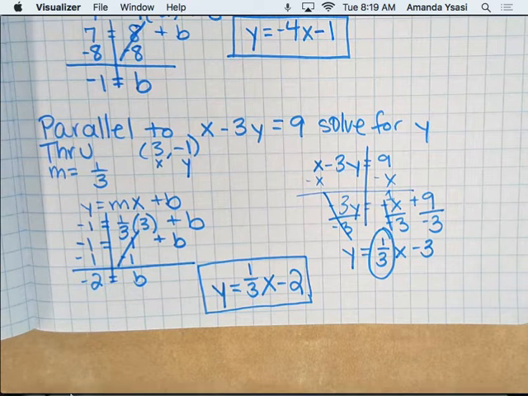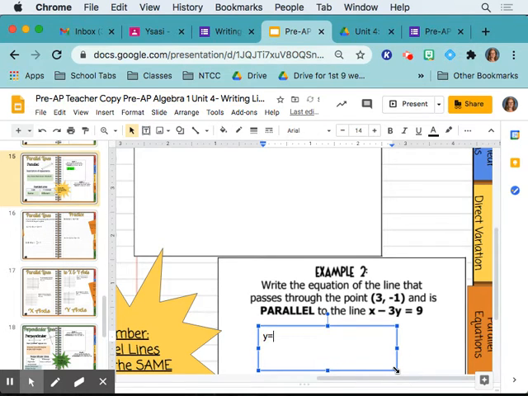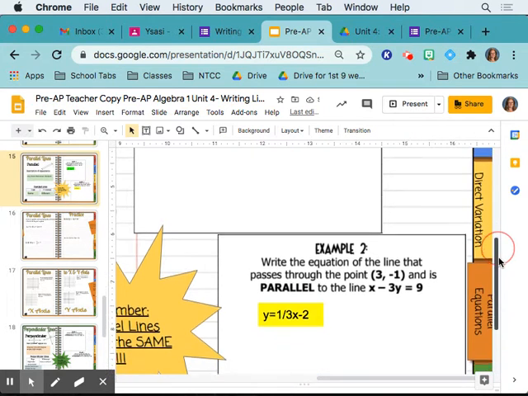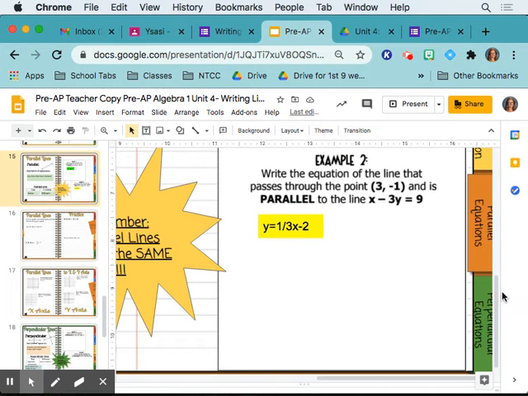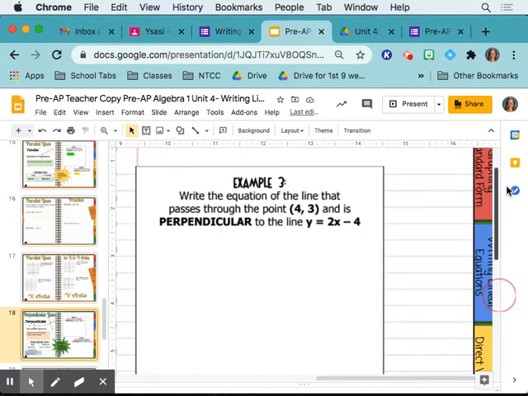All right, let me pull up the digital journal. So let's write our equation. Y equals 1/3 x - 2. Okay, we're going to go to slide 18 now. Slide 18 is talking about perpendicular. We're going to do example 3.